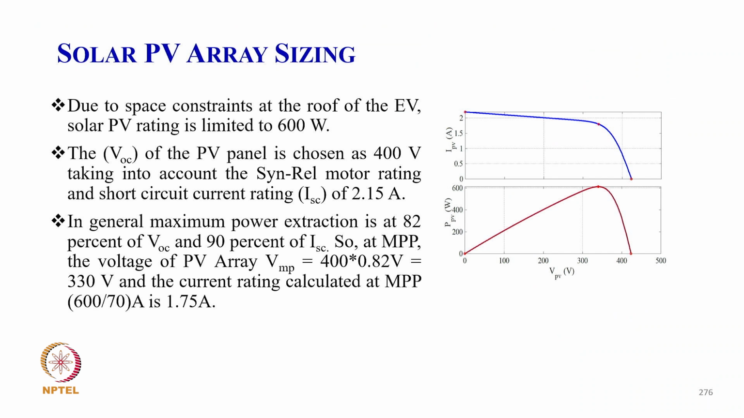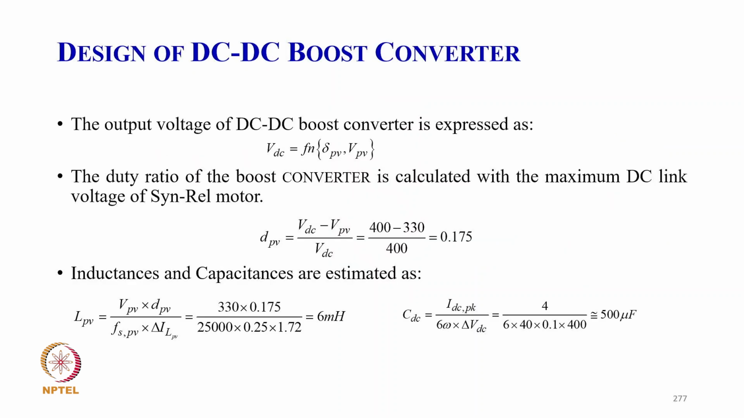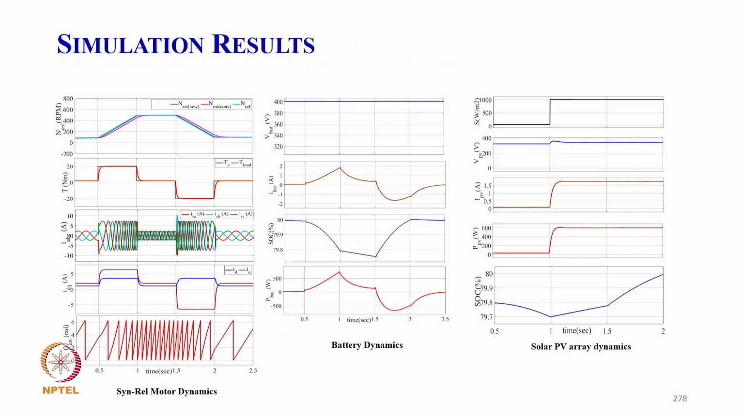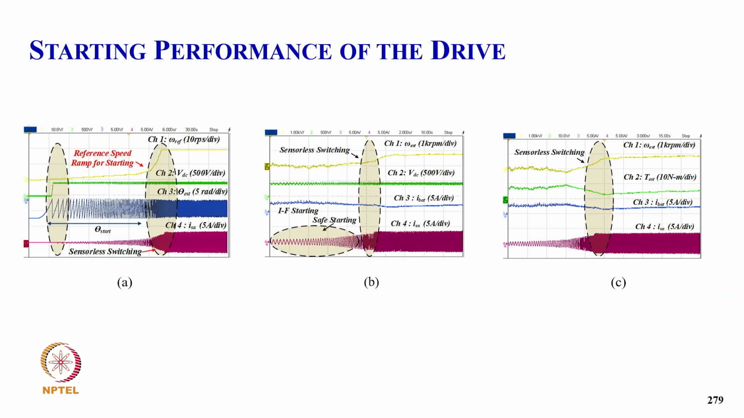So here typically for solar sizing, due to space constraint, the roof PV is limited to 600 watt, and the VOC of the panel is chosen as 400 volt, with the current of 0.15, and then typically 330 volt for the boost converter. And the duty cycle calculation as well, inductance calculation 6 millihenry, capacitance calculation 500 microfarad. This is the performance during the acceleration, and normally steady state running, all the performance.